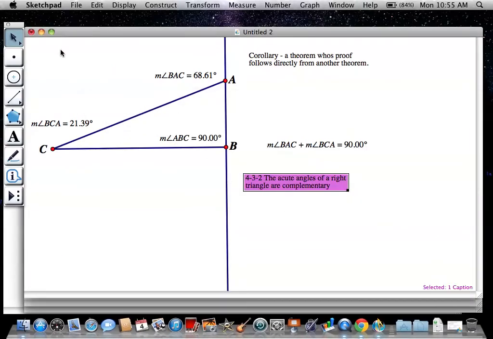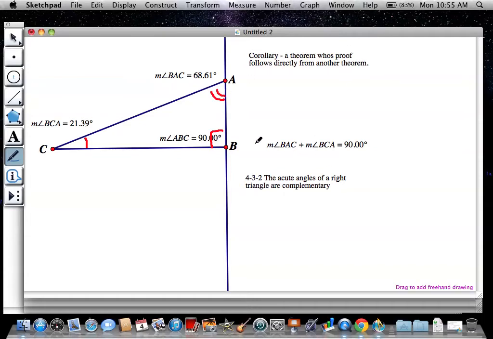Next, we're talking about corollaries. A corollary is a theorem whose proof follows directly from another theorem. So we use another theorem to write this corollary. The first one we have is the acute angles of a right triangle are complementary. So I have a right triangle here. It says the measure of angle ABC is 90 degrees. So this corollary says that this angle here and this angle here should add up to 90 degrees.